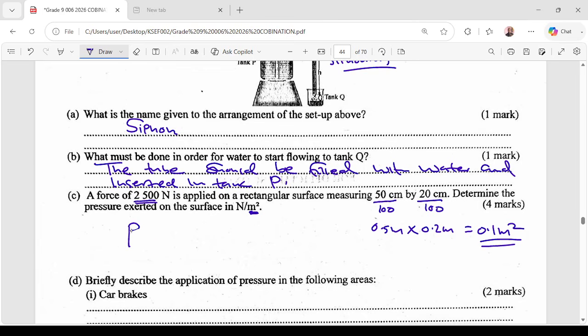How do we get pressure? It is force divided by area. We have force 2500 newtons divided by 0.1 meters squared. This gives 25,000 newtons per meter squared.